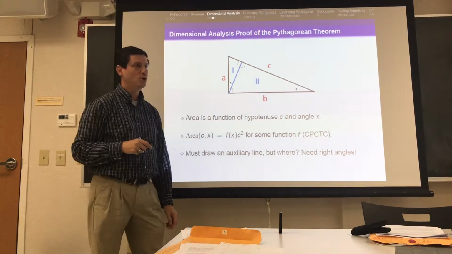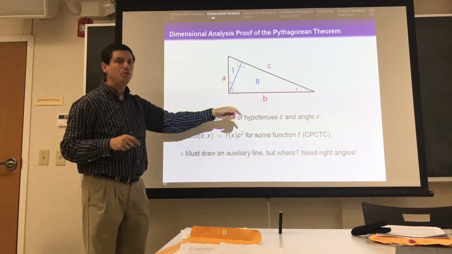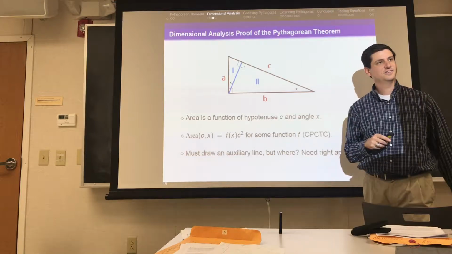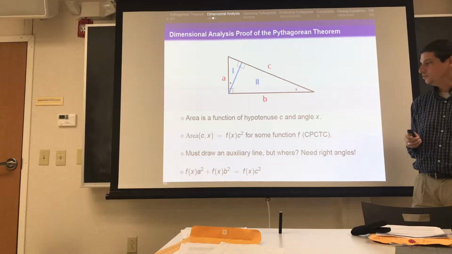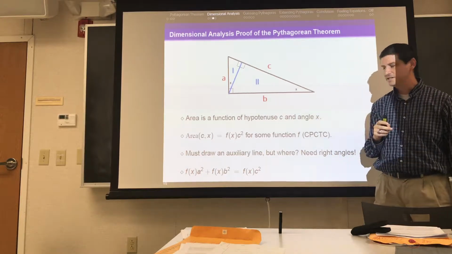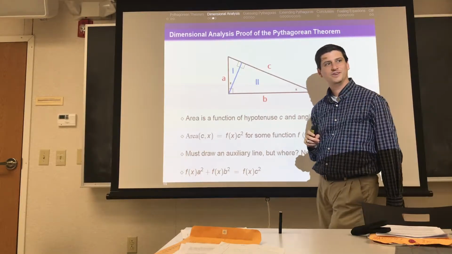So they're all similar. What do you know about the area of little triangle 1? Depends on A. How does it depend on A? In the same way. Yeah, in the same way. So we get f of x a squared plus f of x b squared is f of x c squared. What can you do now?